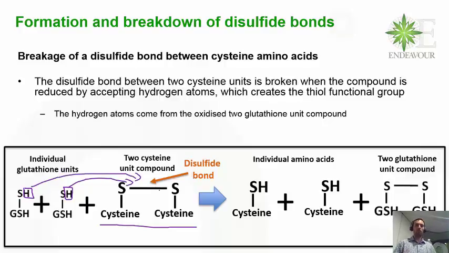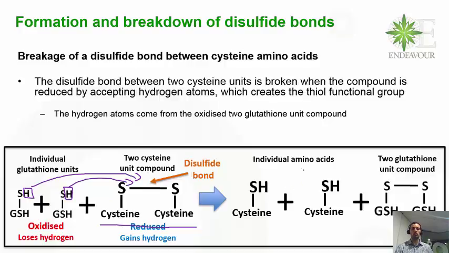So again, this will happen via a redox reaction. Because the cysteine compound is gaining hydrogen, is it being oxidized or reduced? Well, it's actually being reduced. That means that these glutathione units are being oxidized, because they're losing their hydrogens.